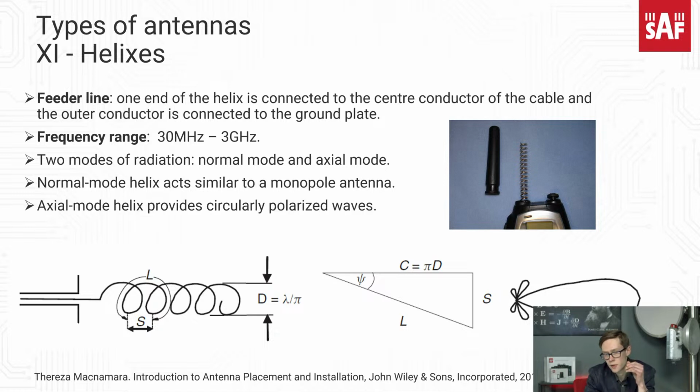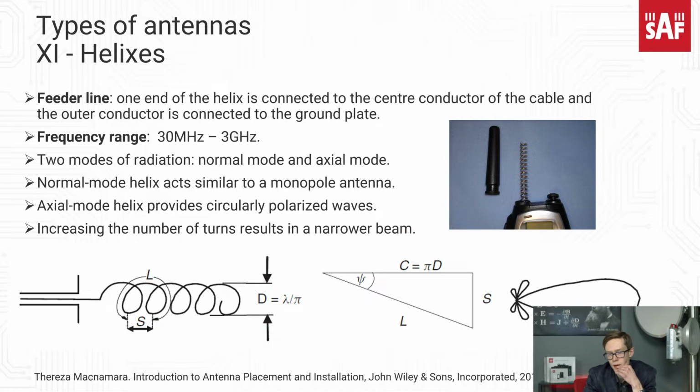And the second mode is the axial mode, when the circumference is near to the wavelength of operation. Then this type of antenna starts acting in axial mode, and it radiates a beam of radio waves with circular polarization along the axis, like it's shown on this picture. And by increasing the number of turns, we can obtain a narrower half-power beam width of this antenna.